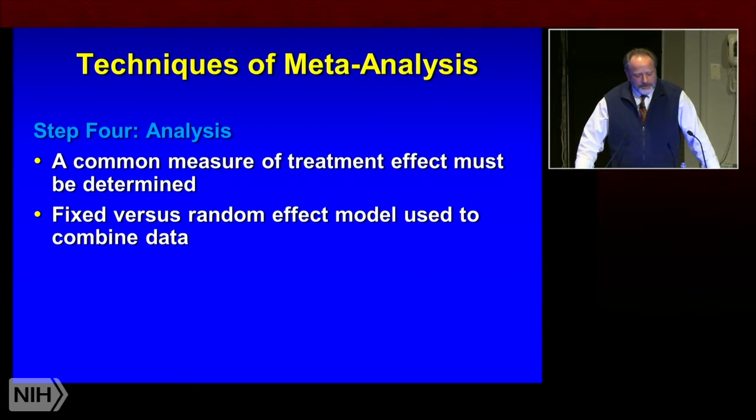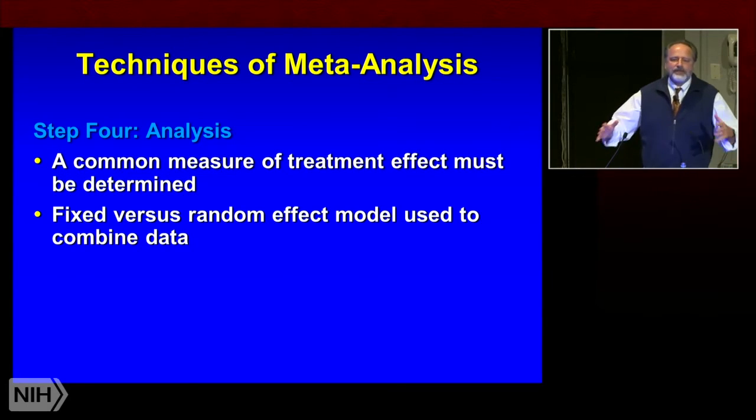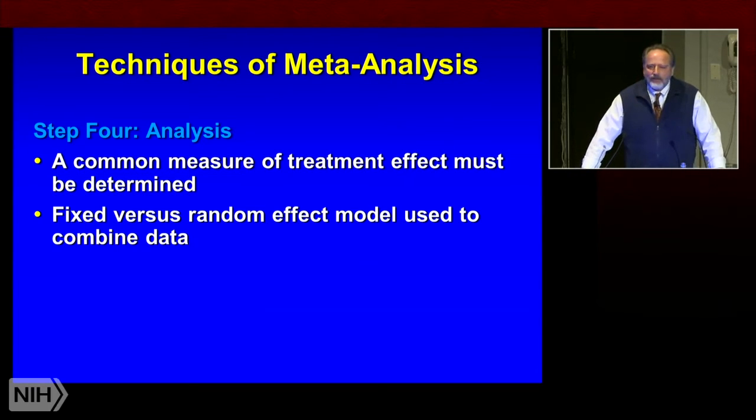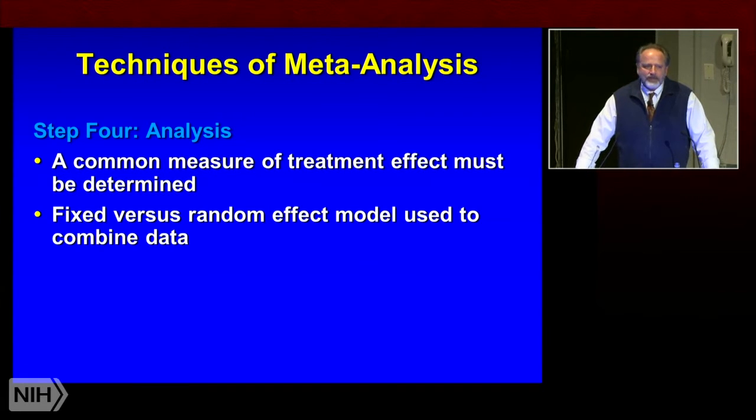The fourth step is you've got to find a common measure that you're going to use for your treatment effect. And I'll go over that. You have to, because you want to include as many studies as you can. So you want to define your outcome as loosely as you possibly can, or as specific if you want to narrow it down.